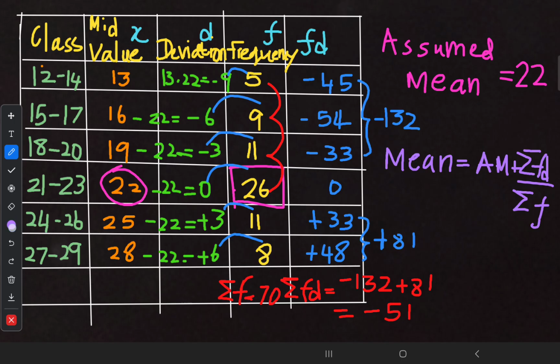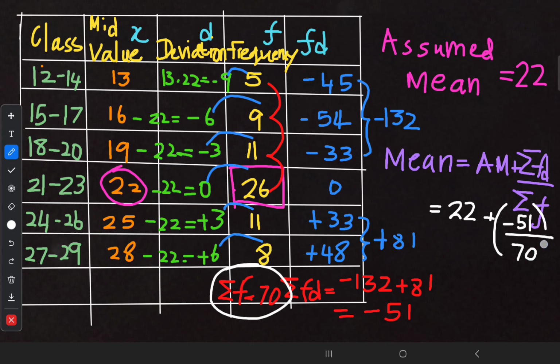Let's substitute the relevant values. We found our assumed mean as 22. Let's place that here, plus sigma FD. We found sigma FD as negative 51, upon sigma F, the summation of frequency, that is positive 70. This is the way you should substitute. Mean equals assumed mean plus sigma FD upon sigma F.